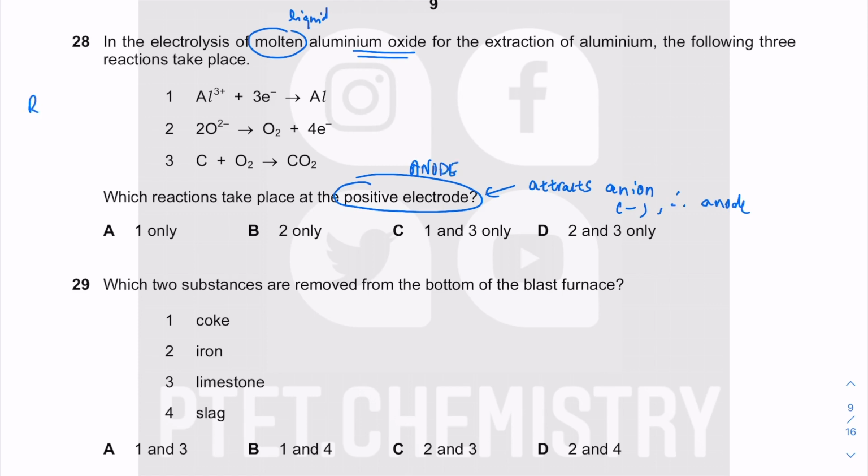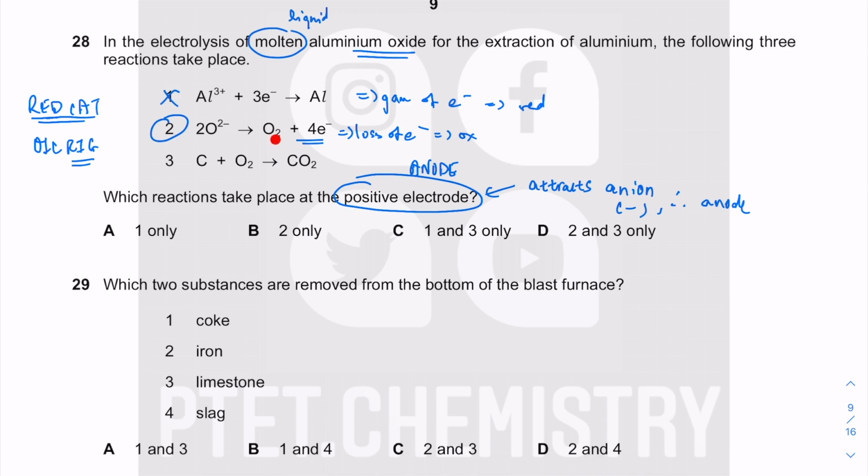We know reduction happens at the cathode because of this silly acronym, red cat, and we have oil rig. So reduction is gain of electrons. Reduction happens at the cathode. So this is loss of electrons, this is oxidation. This is gain of electrons, it is a reduction. So not this, because you want something at the anode. So it has to be 2.